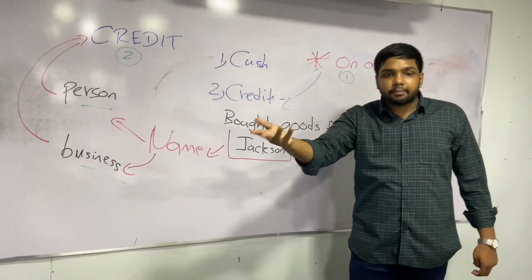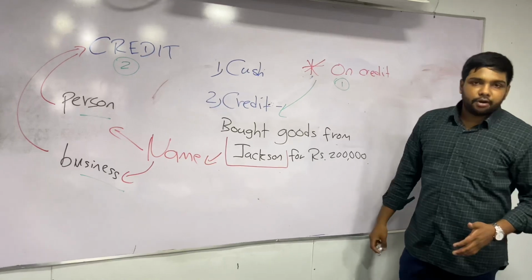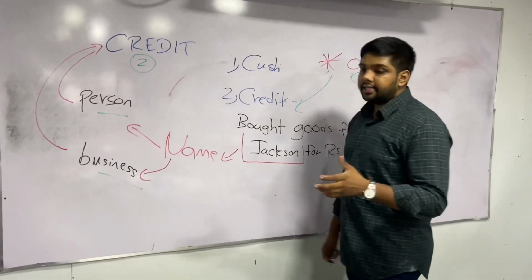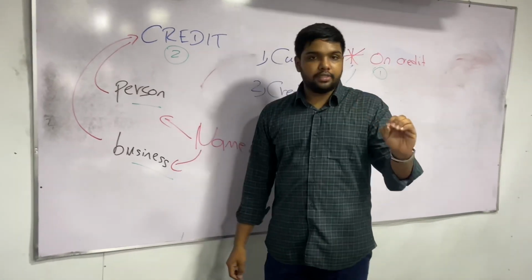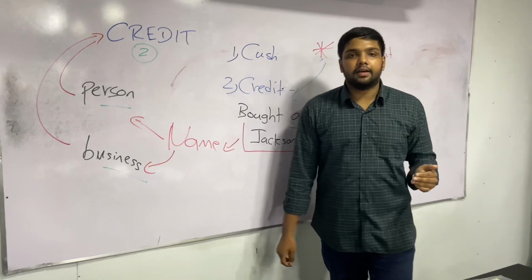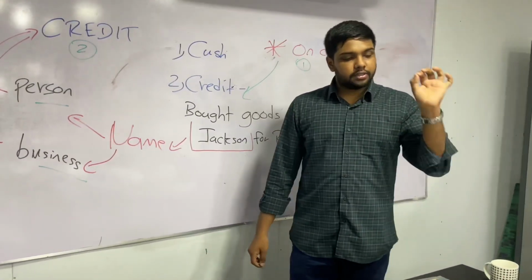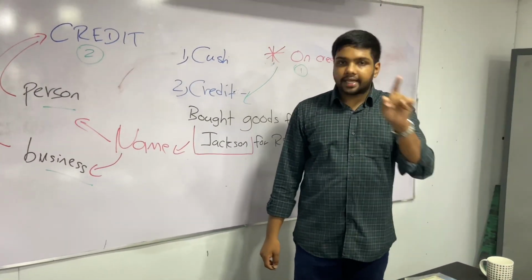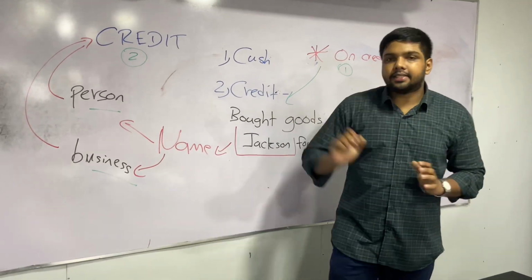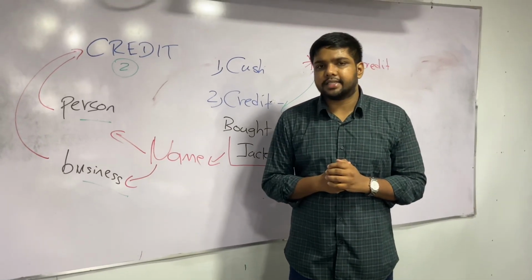So I'll give some examples. You all try to figure out if they are cash or credit. I'll give two examples. One is sold goods worth 50,000 rupees. Pause the video and comment the answer. That is the first example. Sold goods worth 50,000 rupees. Is it a cash or credit transaction?